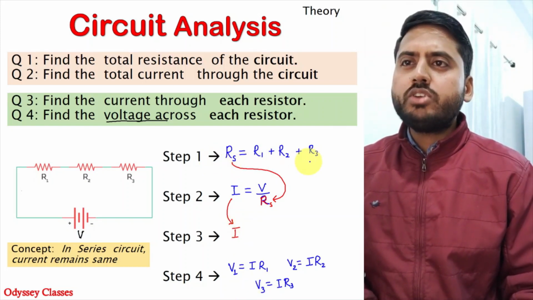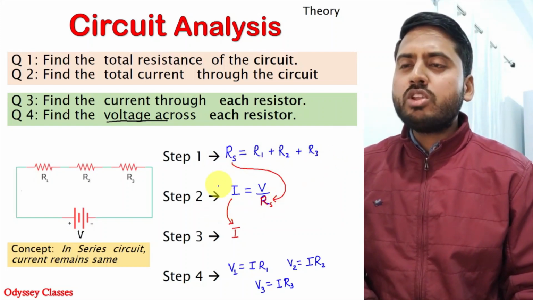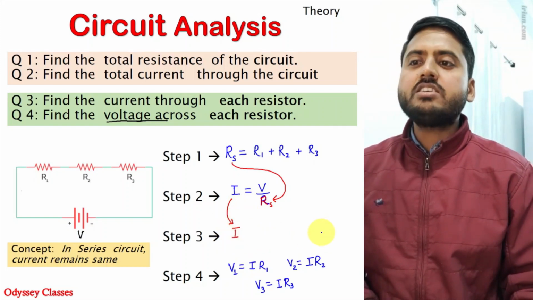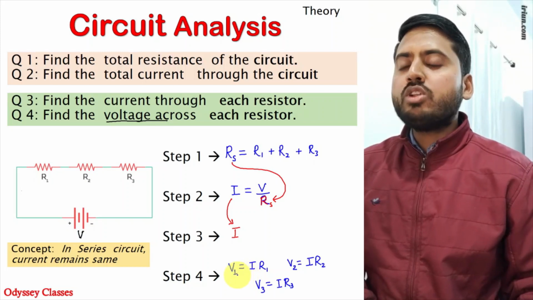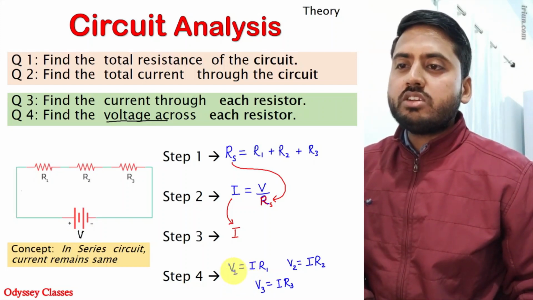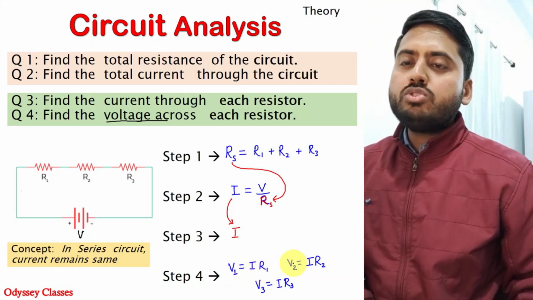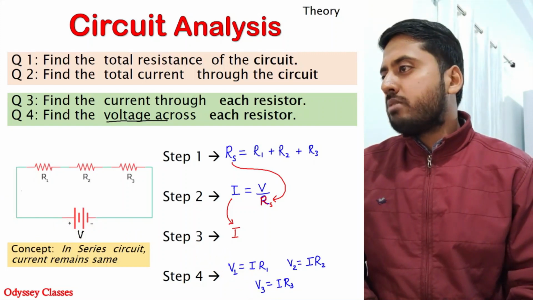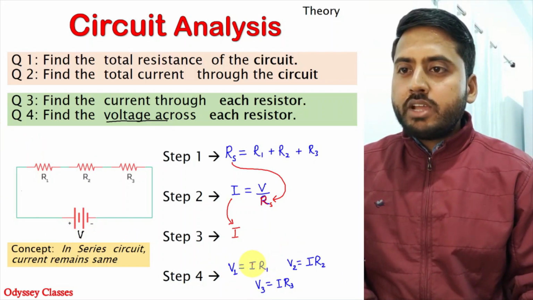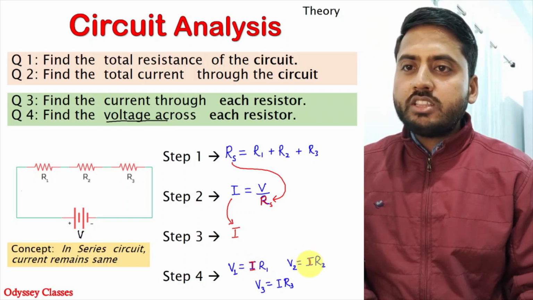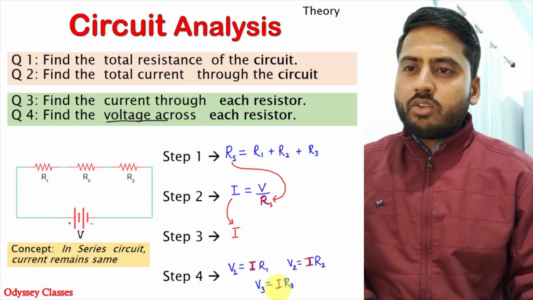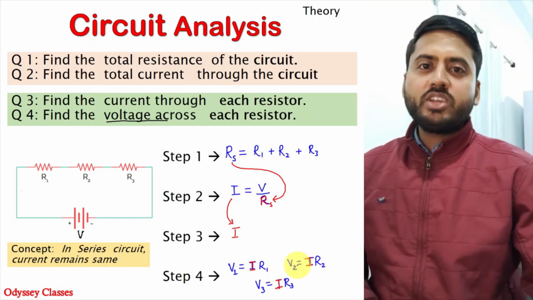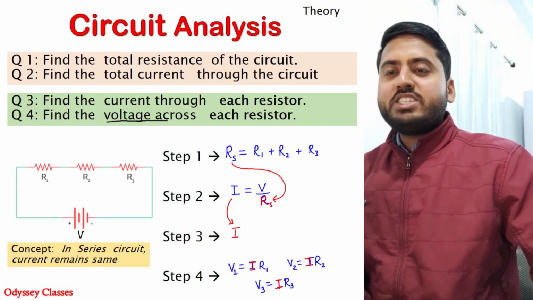We find the total resistance using this formula, then we use Ohm's law and find the total current. Then the same current flows through each resistor in a series circuit, and then we can again use Ohm's law to find the voltage across each resistor. V1 is equal to IR1, V2 is equal to IR2, V3 is equal to IR3. What is important to remember again here is that current remains the same in the formula. There is no change in the value of current. The current that we have calculated in step 2 will remain the same. Okay, so let us do a numerical based on it.